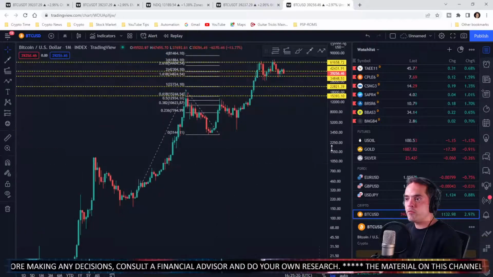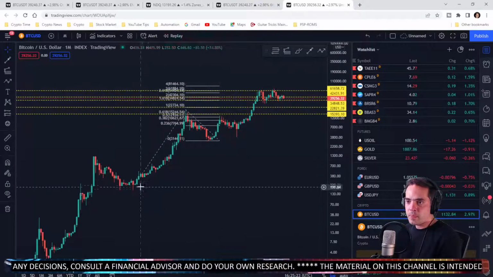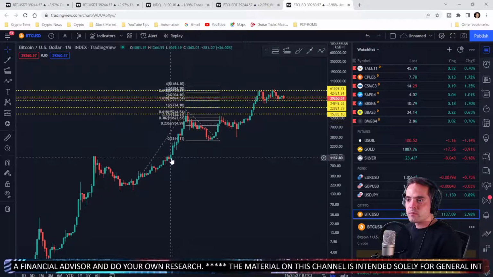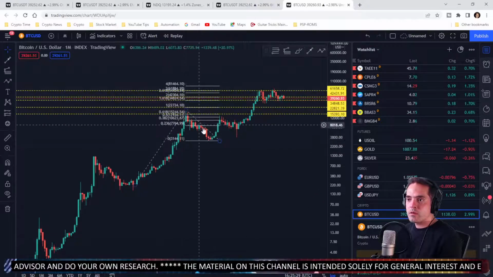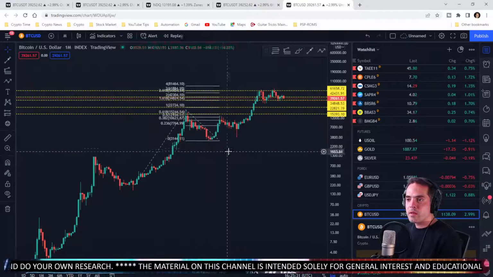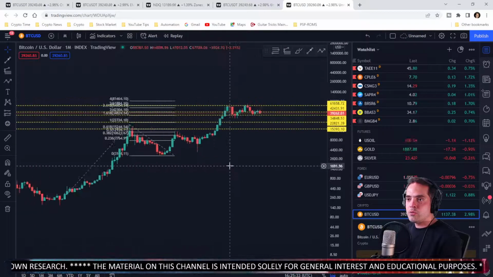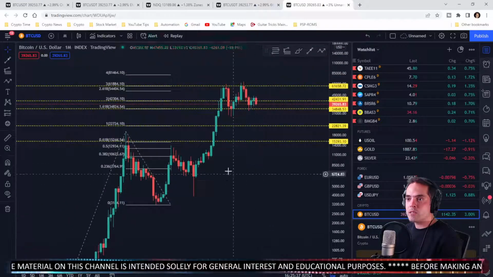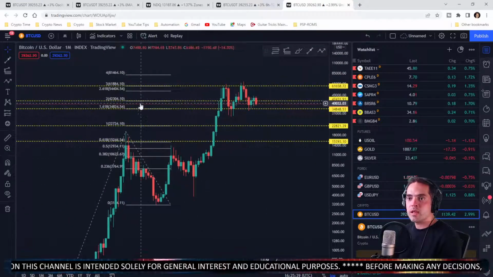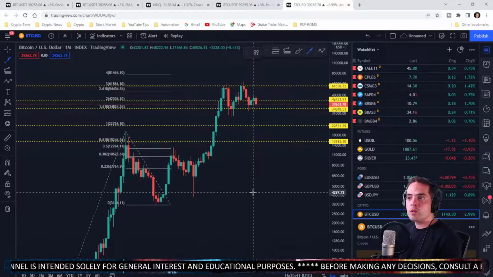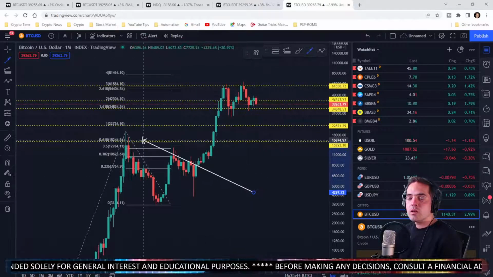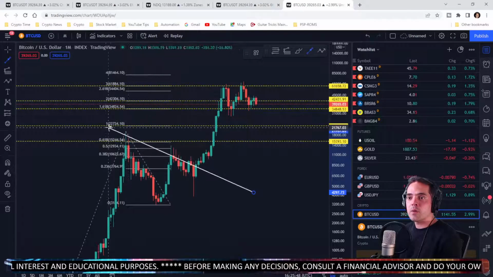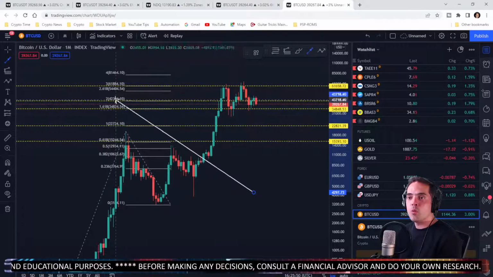So if you bought Bitcoin somewhere here, or here, doesn't matter, you would know that at some time in the future the price would reach those levels, and if you decide to sell, you can aim your targets to one of those levels.